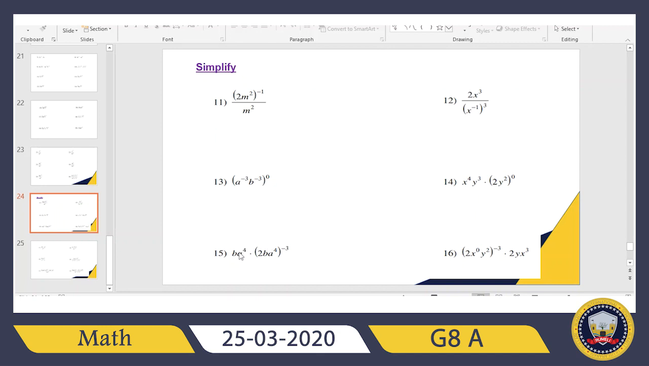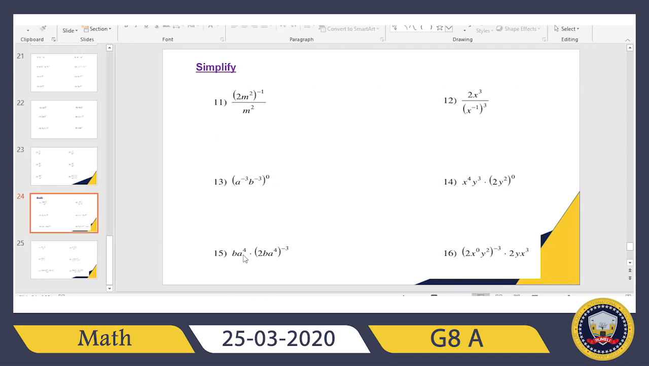Type here a power 4 times a power negative 12. So I will add the powers. 4 plus negative 12, same sign or different signs? They have different signs, so I will subtract and put the sign of the bigger number. So the answer will be 4 minus 12, which gives me negative 8.